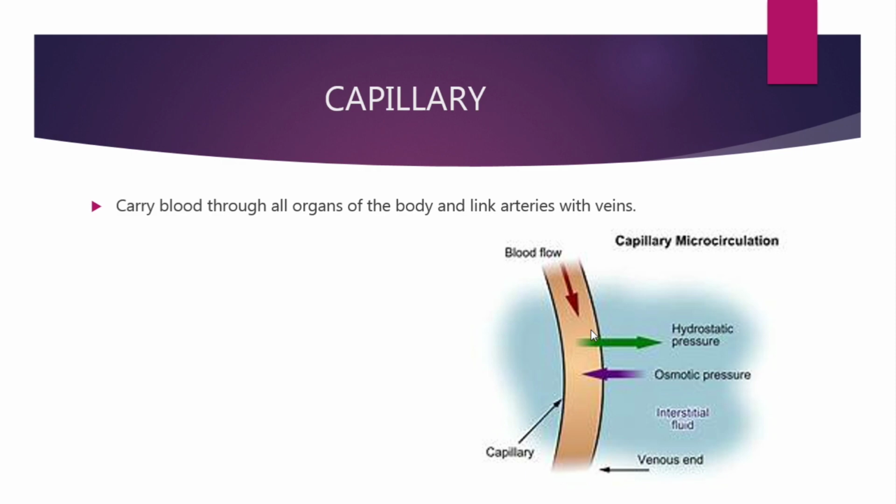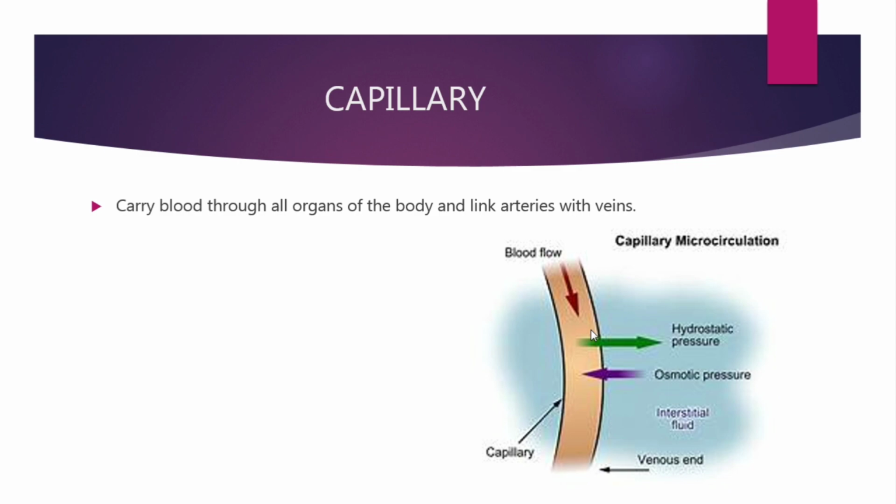The third and the most important blood vessel is the capillary. The capillary is a blood vessel which is a type of junction where veins and arteries join each other. So the capillary carries the blood through all organs of the body and links arteries with veins. Capillaries carry the blood through organs. Capillaries are very narrow blood vessels with an internal diameter that is not much wider than that of the blood cells, so that they can penetrate between the cells of an organ.